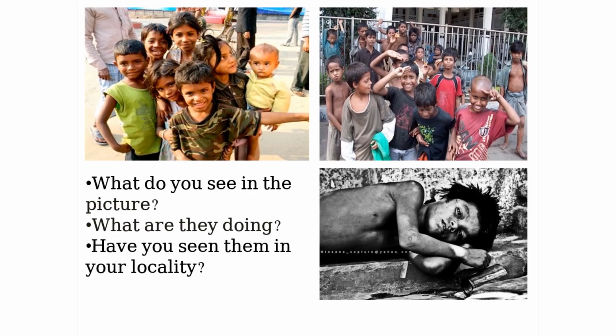Number one, what do you see in the picture? What are they doing? Or have you seen them in your locality? And what will you call them? That means, who are they? Yes, I think you will be able to guess. They are young children, and we call them street children because we find them in the street, on the roads, everywhere.